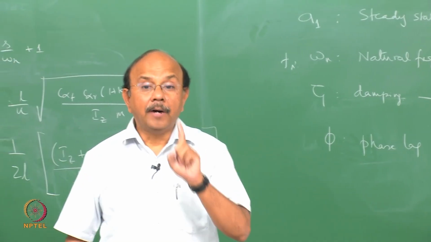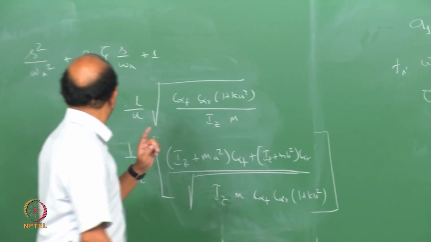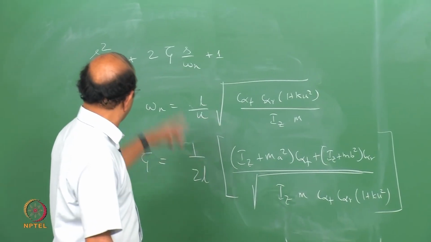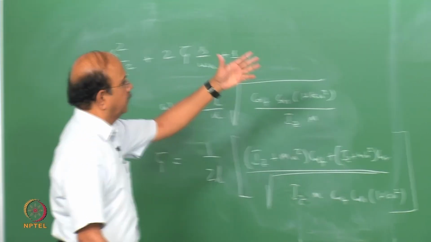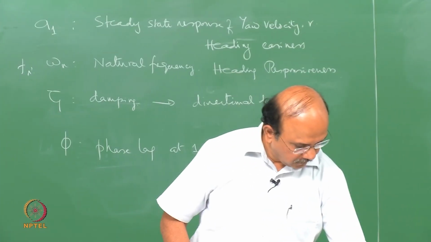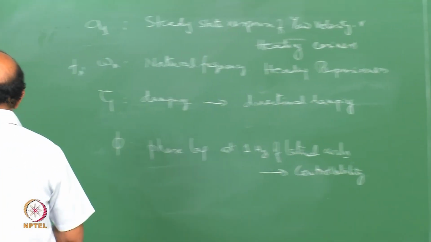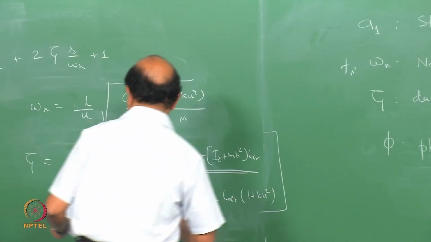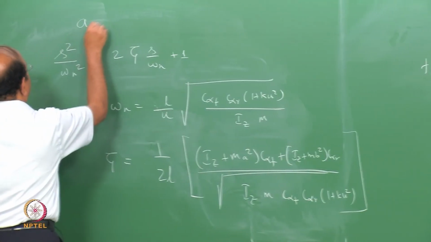Look at all the equations, some of which I've written here, some of which you don't have. Here A1 and phi, the phase lag, I have to write down that equation. That's a tricky equation. Let me write down A1 also. So let me write down A1 here.